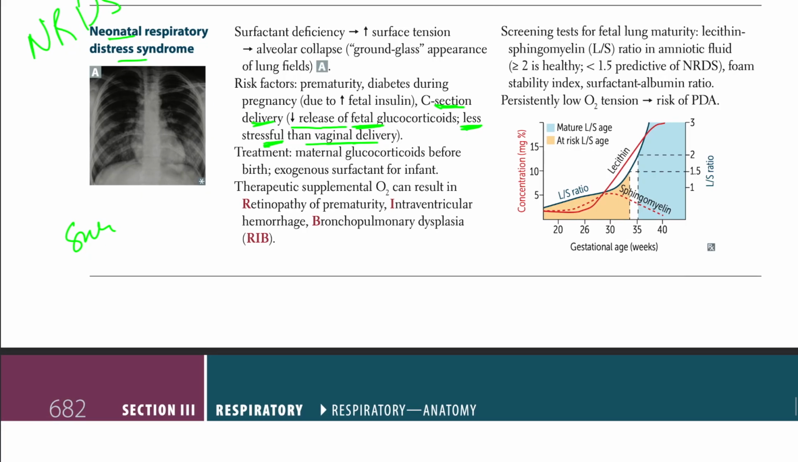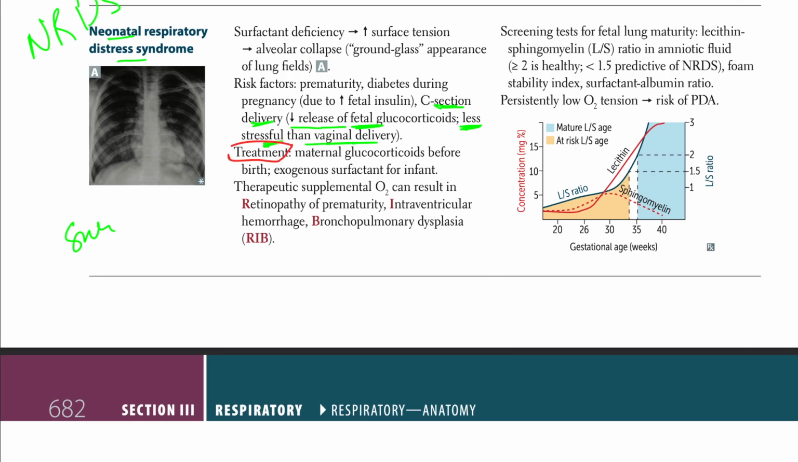What else do we have? Treatment. Let's talk about treatment here. So a person has developed NRDS. What do we do? Maternal glucocorticoids before birth, or you can give exogenous surfactant to the infant. Therapeutic O2 can result in very high yield RIB. You give therapeutic O2 to an infant, and he or she is going to develop RIB. What is RIB? Retinopathy of prematurity, intraventricular hemorrhage, bronchopulmonary dysplasia.